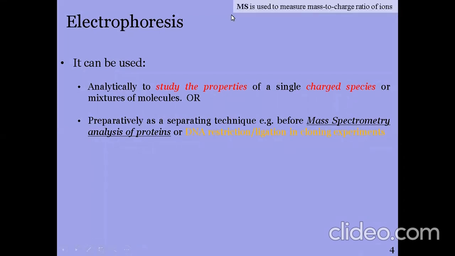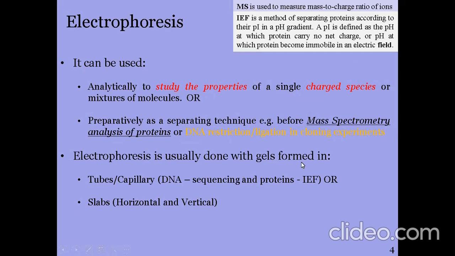And mass spectrometry is used to measure the mass to charge ratio of ions. It is in itself another technique, and we will be covering it as well. But later on, we cover these basic things first, then we'll go for mass spectrometry. So mass spectrometry is the measure of mass to charge ratio of ions.